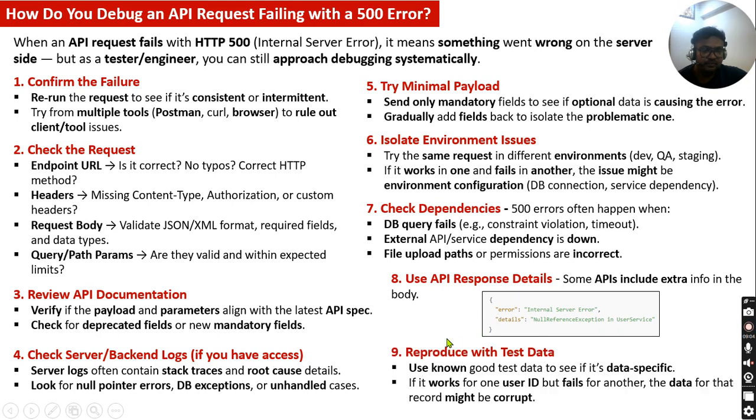You can use that to create the bug as well. Okay, then reproduce with test data. Use known good test data to see whether it is a data-specific issue or not. If it works for one user ID but fails for another user ID, then the data for that record might be corrupted. Okay, so this can happen. This could be related to the data that you are passing in your payload or request body. So try to reproduce with a different set of data.